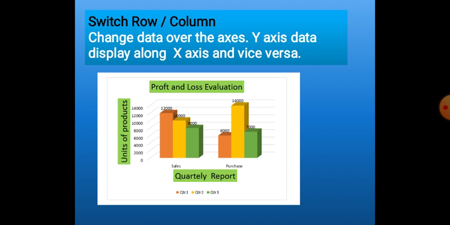Now you will see that if you want to evaluate the chart, we have to evaluate sales and purchase separately. We will see that the 3 quarters' sales are coming together and the 3 quarters' purchase are coming together. So this is the way we can change the data over the axis.